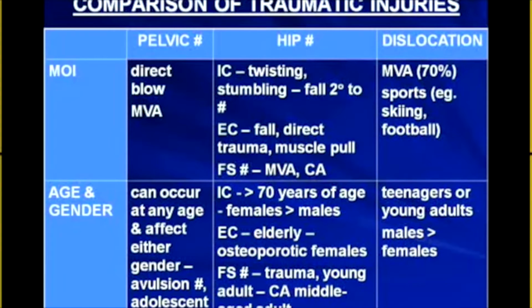Usually in the elderly and usually in postmenopausal women. So definitely more common in females than males, and usually over the age of 70. So intracapsular fractures are the most common hip fracture. And the twisting often causes the fracture, and the fracture causes the patient then to fall down. So the fall is actually secondary to the fracture. So it's the twisting action with abnormal bone that causes the fracture.